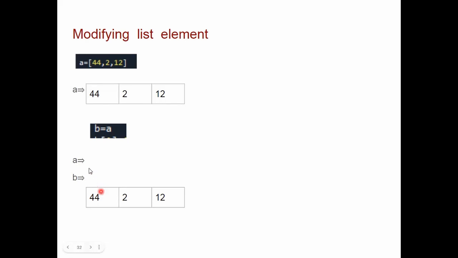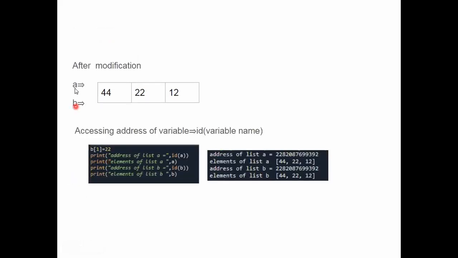Suppose a is the father of the family and b is the mother of the family. So both are residing at the same house. If we call the father, he will have the same address, and the mother is also going to have the same address. So both are pointing to the same address. So if you modify the element of b, it is going to automatically change the element of a also.